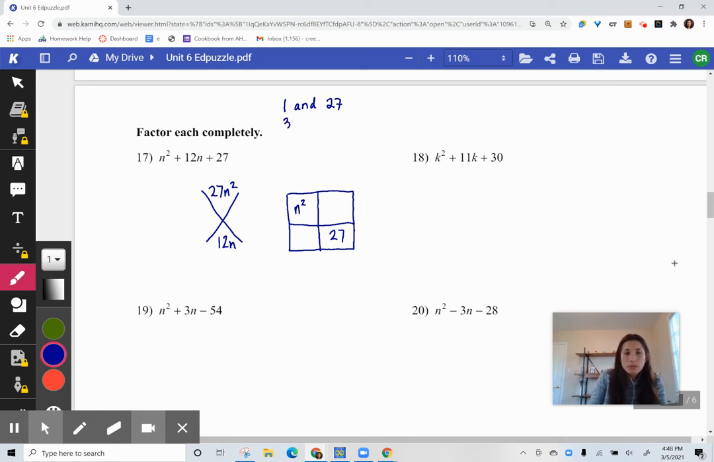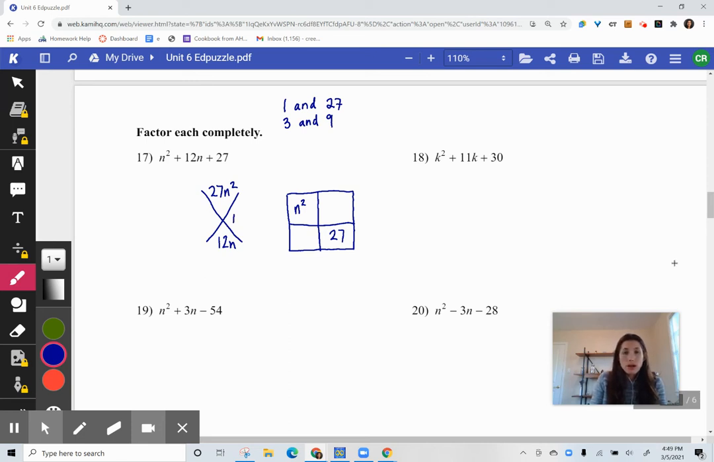2 does not go into it, but 3 does. 3 and 9 goes into that. 4 doesn't, 5, 6 doesn't, 7, 8, 9. So I think those are it in terms of my factors of 27. So then I say, okay, which of these options is going to add to 12?